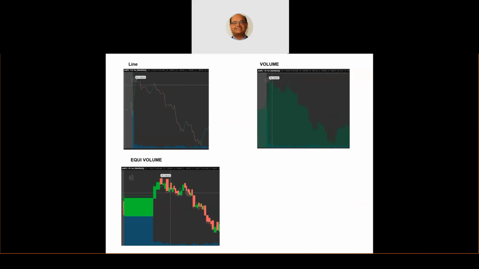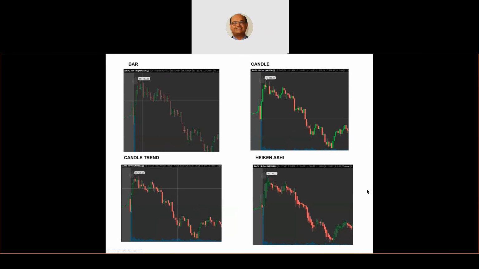So Venkat, question. I understand that Heiken-Ashi smooths out the smaller fluctuations so that the trend is very clear, right? Yeah. Whereas in bar you have even the minute fluctuations, right? So I think that is the main difference. You said you prefer bar and Heiken-Ashi, so when do you use bar and when do you use Heiken-Ashi?